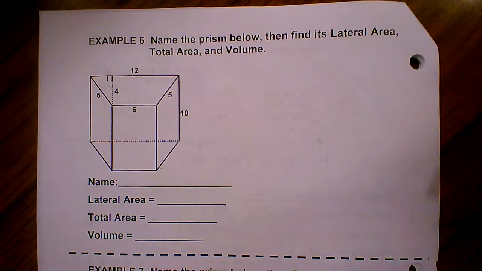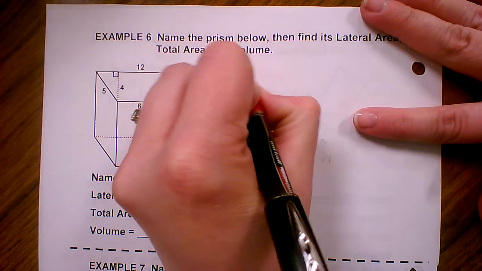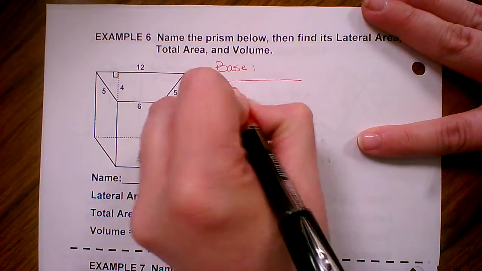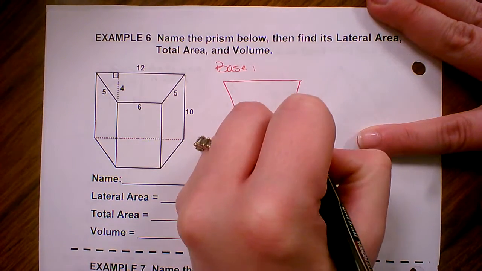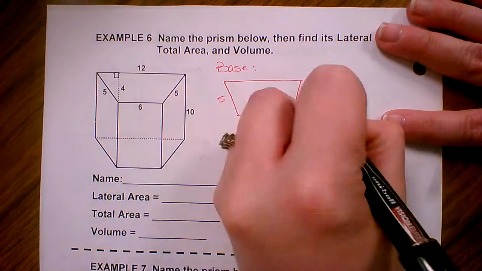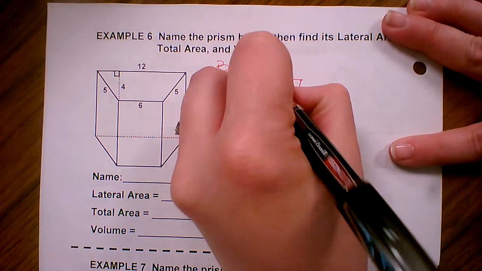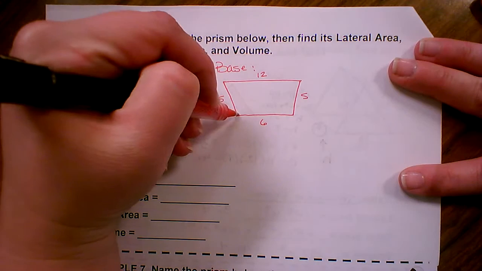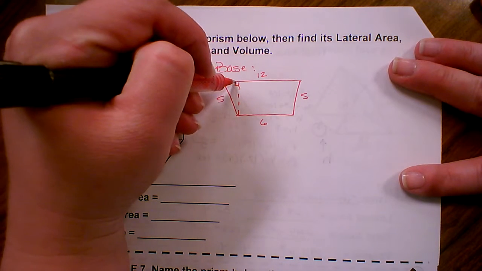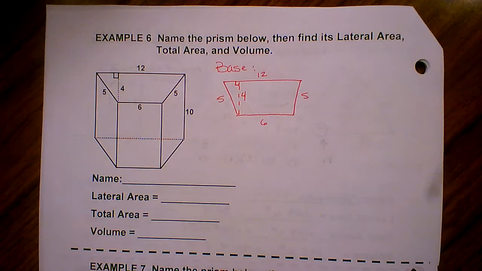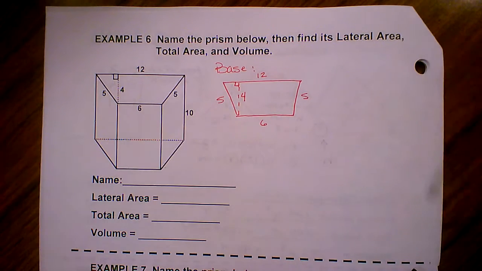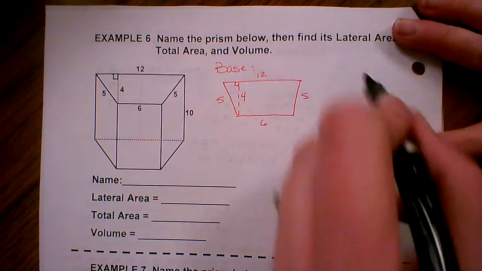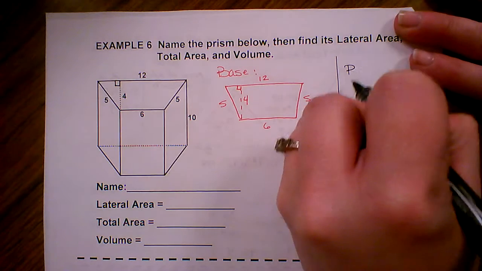In example 6, our base is a trapezoid, with legs of 5 and 5 and bases of 6 and 12. Notice it gives us also the height of that trapezoid. That is 4. The height of the prism, however, is not 4. Don't get those two heights confused. Alright, so we're going to find our peanut butter and honey.